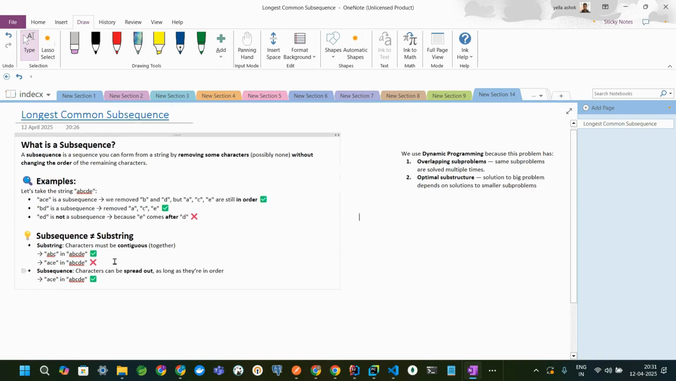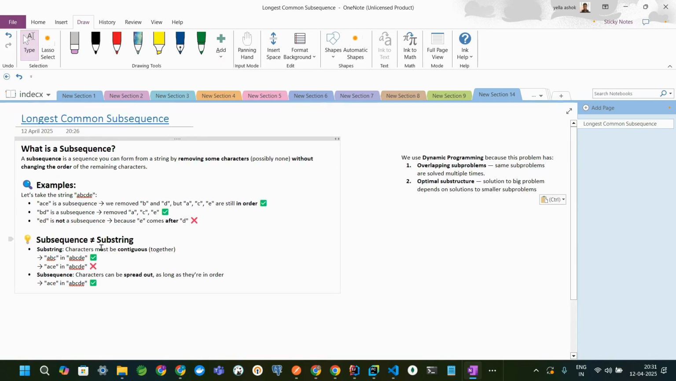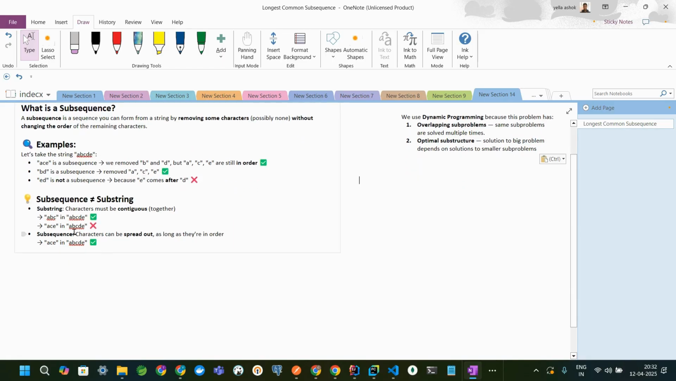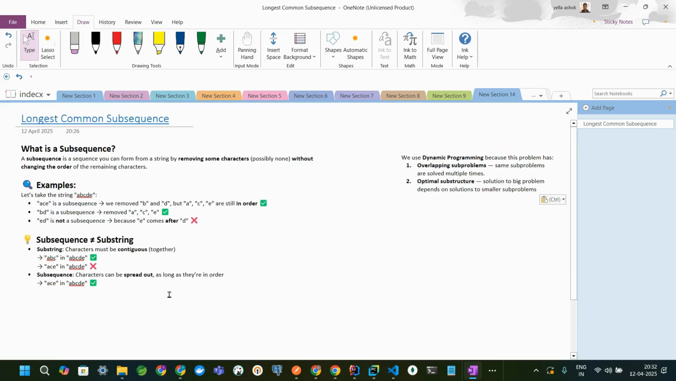And one more thing here: a subsequence does not mean a substring. Characters must be contiguous for a substring. So ABC in ABCDE is a substring, but ACE in ABCDE is not a substring. But subsequence characters can be spread out as long as they are in order. So ACE in ABCDE is a subsequence.